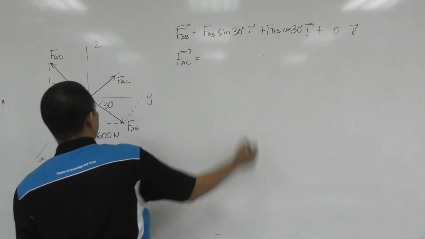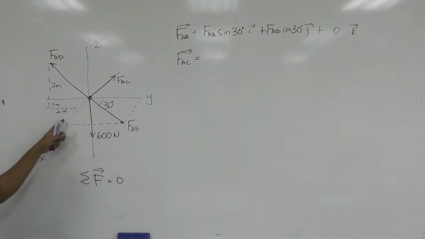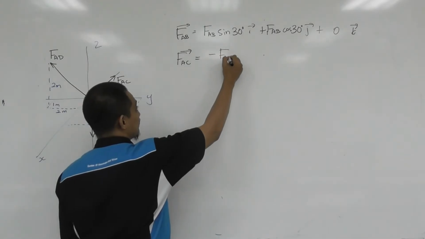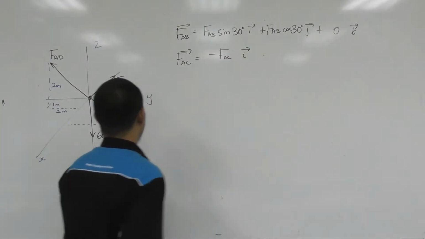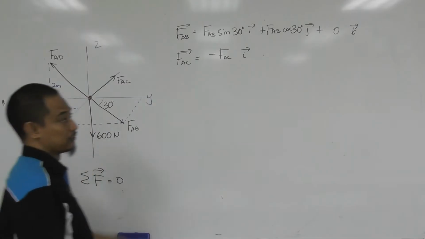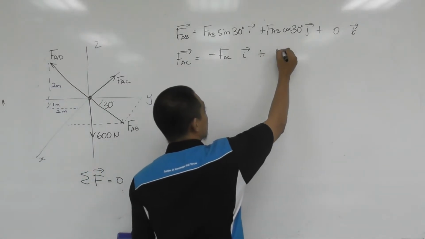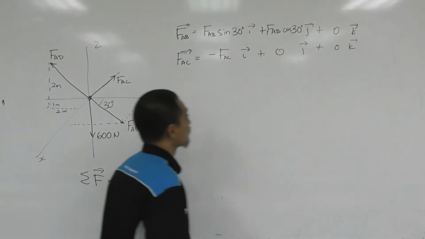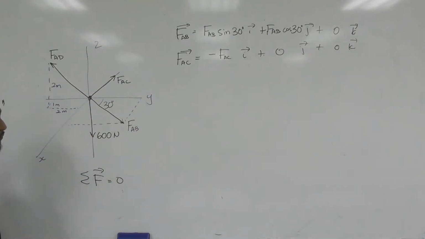What about FAC? FAC, x component is negative FAC, so negative FAC i. Y component no, Z component no, so plus 0j plus 0k.